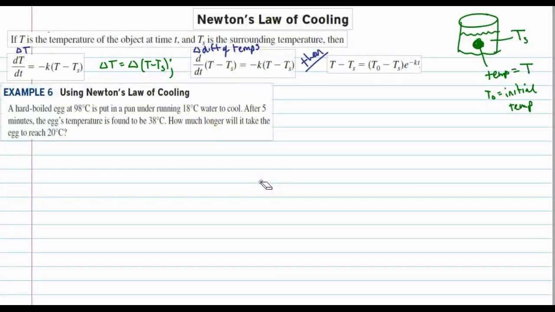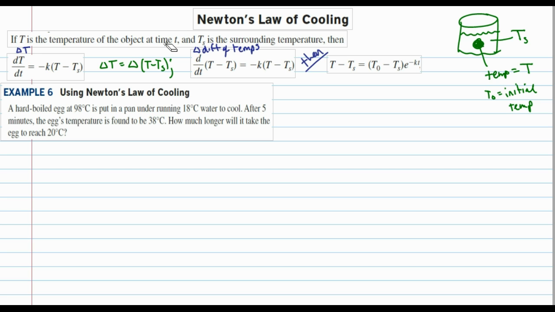This is the screencast for section 6.4, example 6, using Newton's law of cooling. Yay, physics. All right, so if T is the temperature of the object at time little t and T sub... oh, there's so many T's. Okay, basically what we have is this object, and the temperature of the surrounding medium, so the water maybe that it's sitting in, is T sub S. The temperature of the actual object itself is T. The initial temperature of that object would be T sub 0, and then little t is time, as stated here.